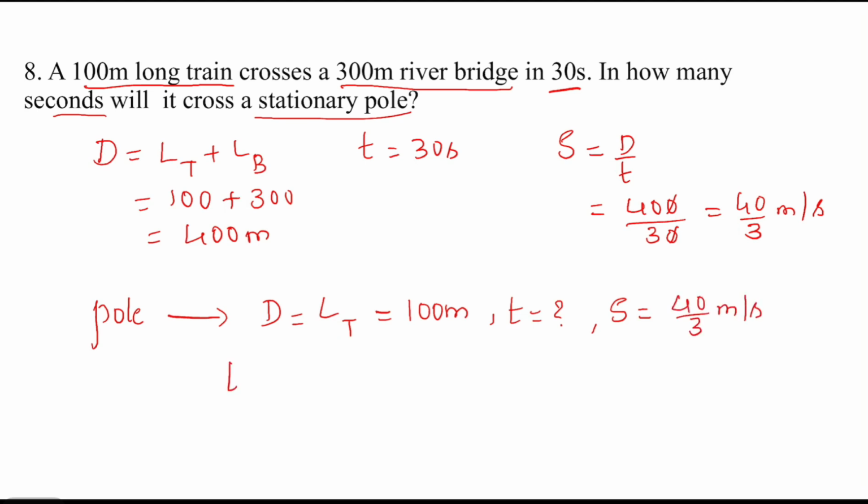So therefore time is nothing but d by s, which is equal to distance is 100 divided by speed is 40 by 3. So 40, the 3 will go on top, it will get multiplied here. So 0 0 cancels. So it is 30 by 4, which is equal to 7.5 seconds. Okay, the time taken to cross the stationary pole is 7.5 seconds. Next problem.